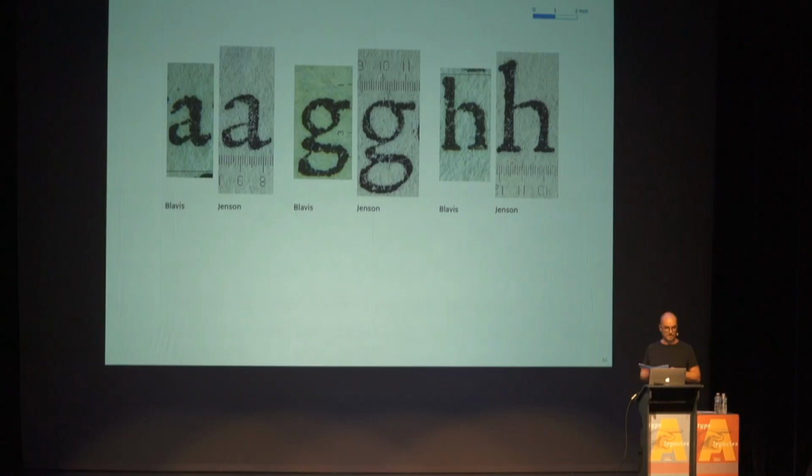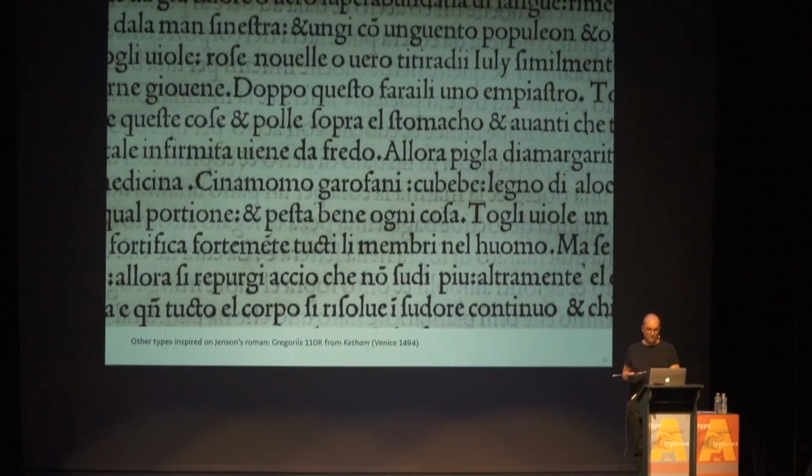I have identified a dozen types that look like loose imitations of Jenson. This is a small number compared to all the Roman types that were cut in Venice, which are about 55 or 60 in the 15th century. However, the majority of these types were very popular.